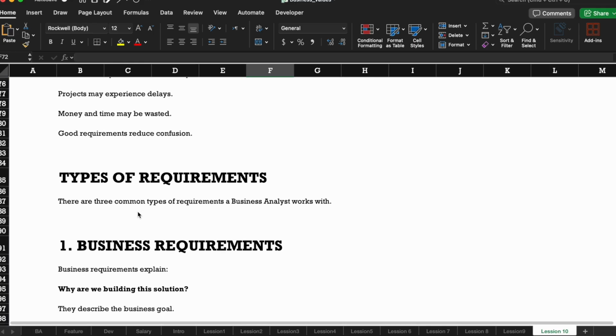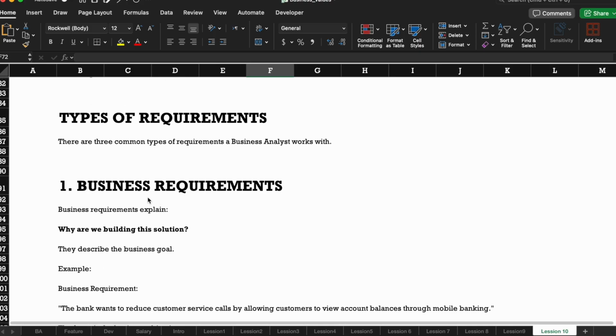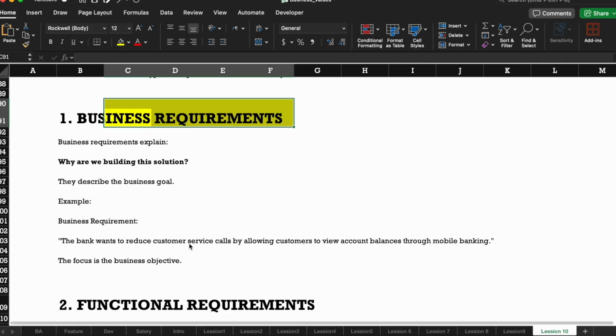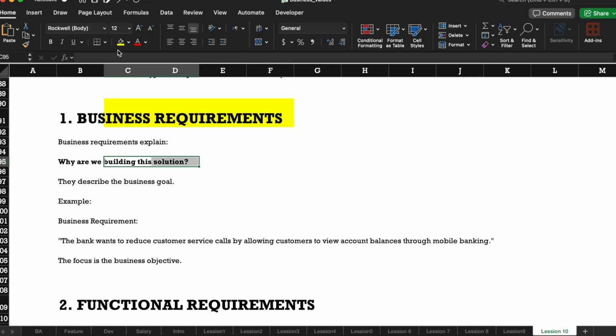Types of requirements. There are three common types of requirements a business analyst works with. Number one, business requirement. This is the beginning of the requirements. A business requirement explains why we are building this solution. Building a solution here refers to the software application. So it describes the business goal.